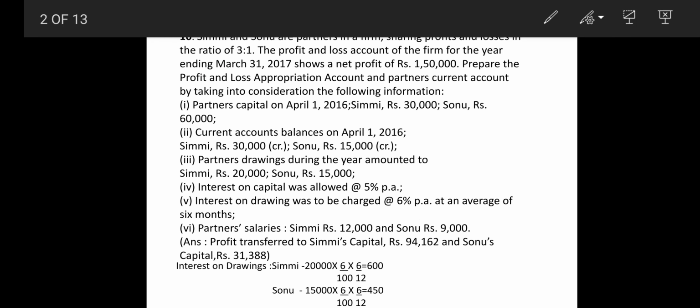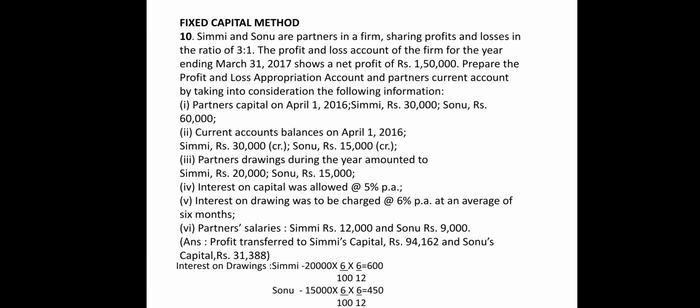Good morning. Today we are going to start with the sums with respect to maintenance of capital. Now that we have learned in the previous notes about two types of maintaining the capital, first is the fixed capital method and another one is the fluctuating capital method. Now in this sum we are going to start with the fixed capital method. First I will be reading the sum and then we will be highlighting the points which are to be remembered.